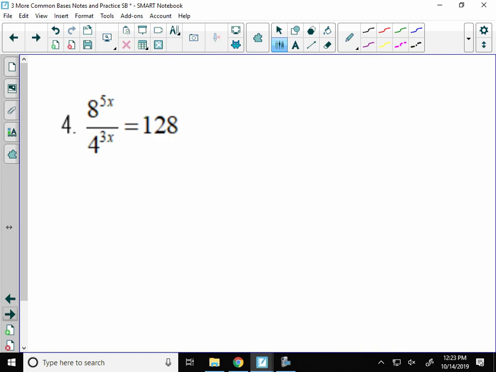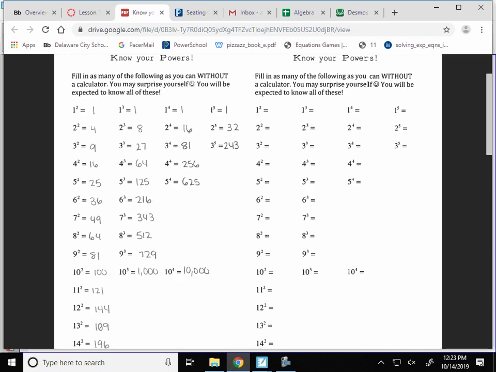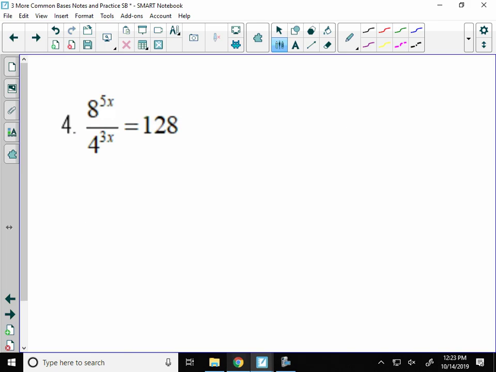Ooh, this one's different. Ooh, I have a fraction, and I have an 8, a 4, a 1/128. What base should I use for 8, 4, and 1/128? 2, yeah, 1/128 is not on your know your powers chart, but that's 2 to what power? The 7th. So I'm going to use 2 as my base here. So how do I rewrite the 8? That would be 2 to the 3rd. Okay, and then I use my same exponent of 5x.